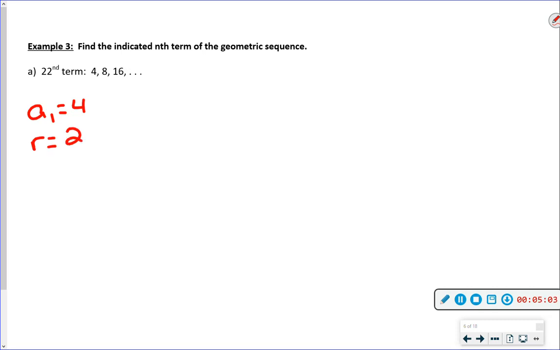So I don't know about you, I don't want to have to keep multiplying by 2 till I get to the 22nd term. That seems really obnoxious. So I'm going to get the formula, first term times the ratio, and then I'm just going to go ahead and find the 22nd term. Let's put a 22 in.